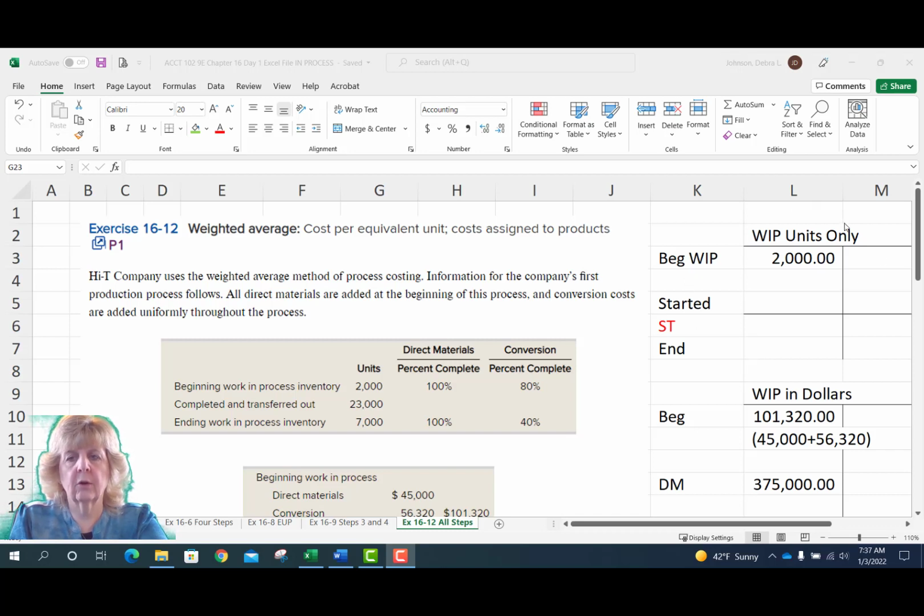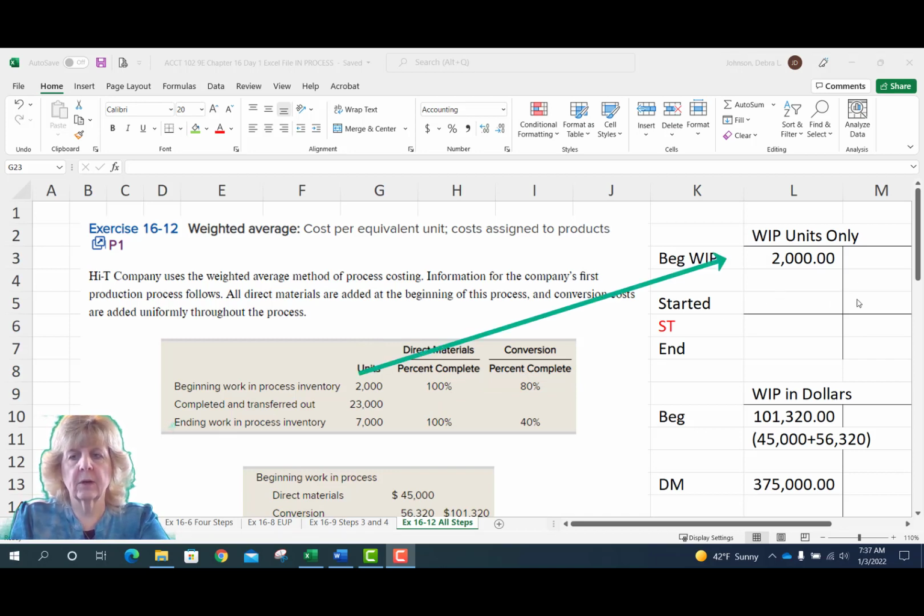You'll notice that I've created a WIP-T account for units and a WIP-T account for dollars. I think that helps visually. Again, we're going to totally ignore any percentages complete for the beginning WIP, as they are not relevant to what we're doing. In this problem, I've put in the 2,000 for beginning WIP.